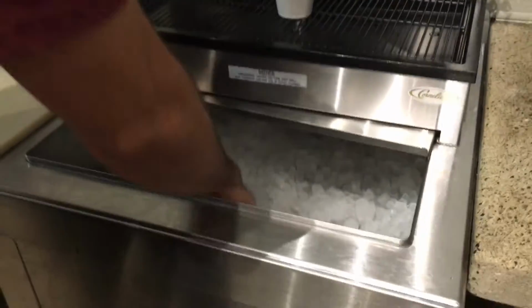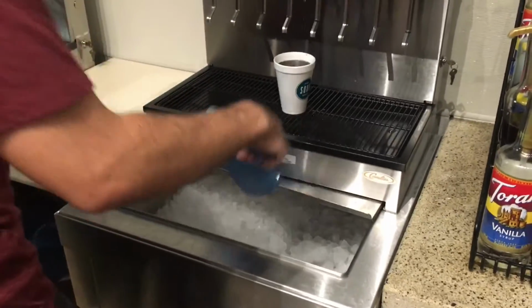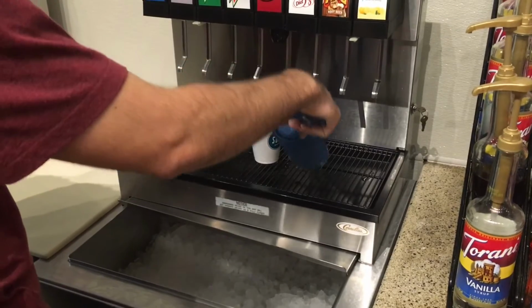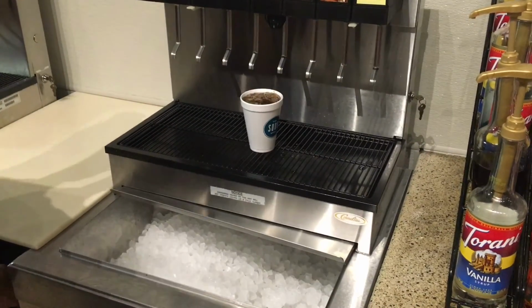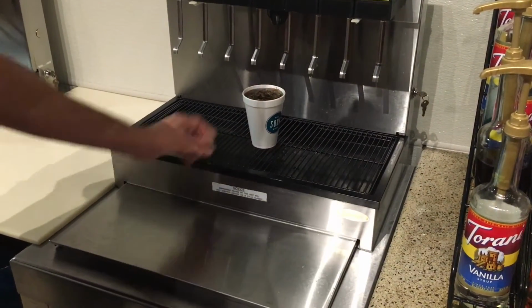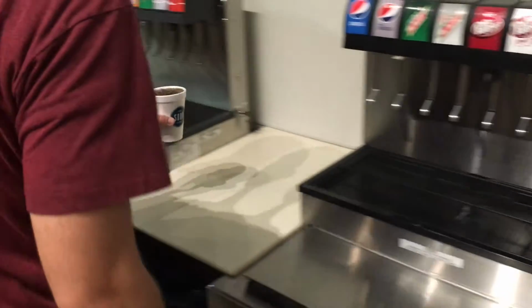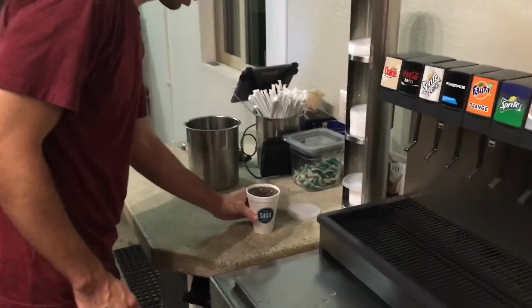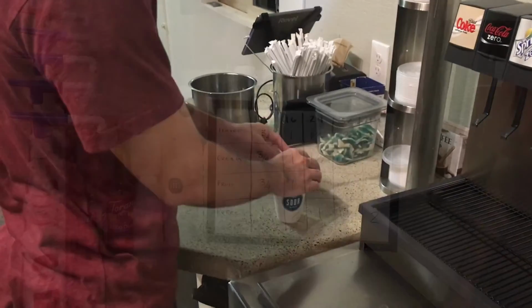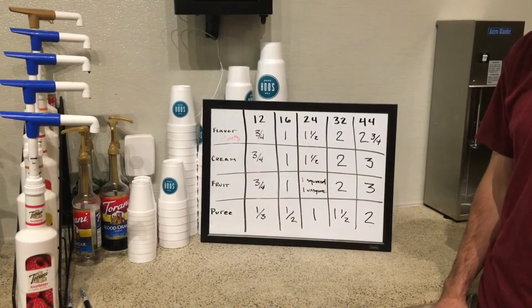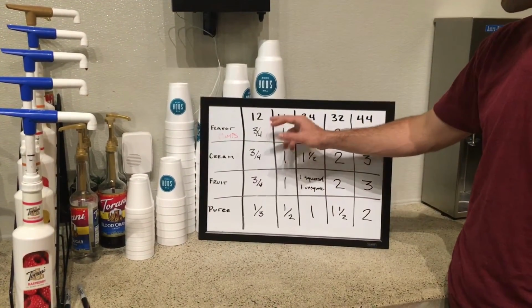We're going to grab our ice scooper, put some ice in the drink. Then we'll take our drink over to the last station and put the lid on. So as you saw in the 12-ounce, we only did 3/4 pump of one flavor.